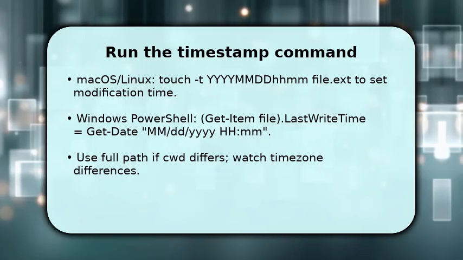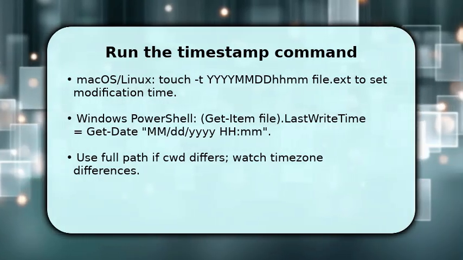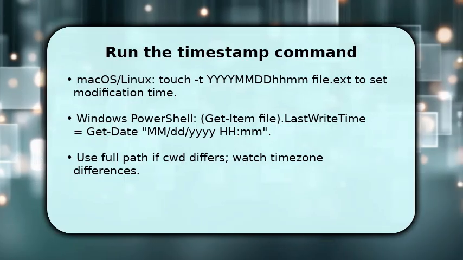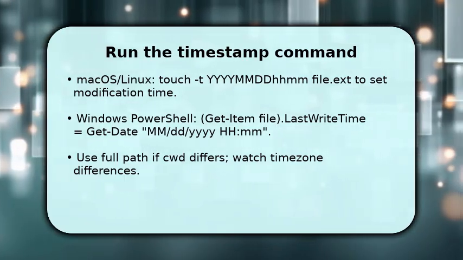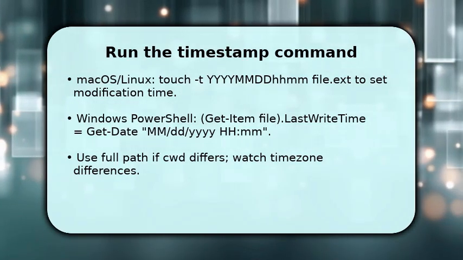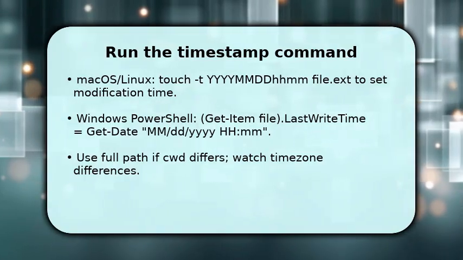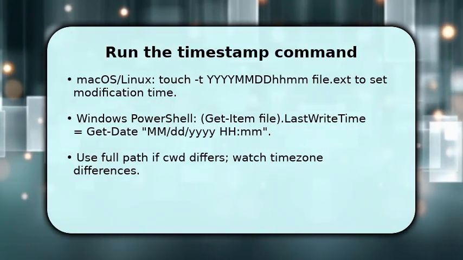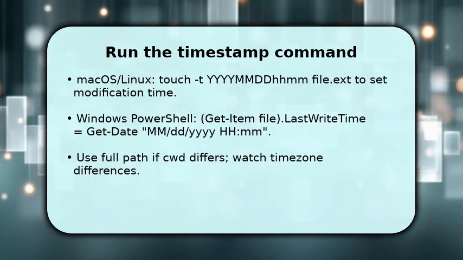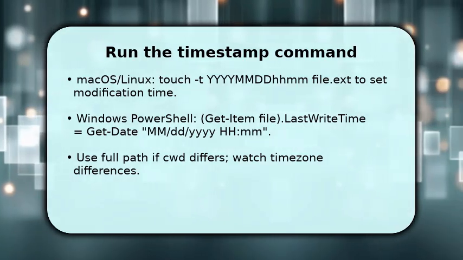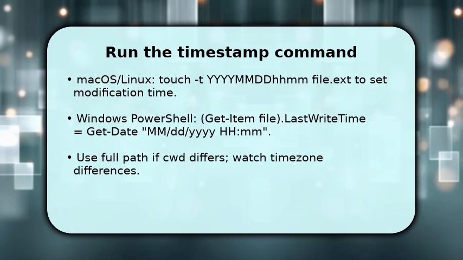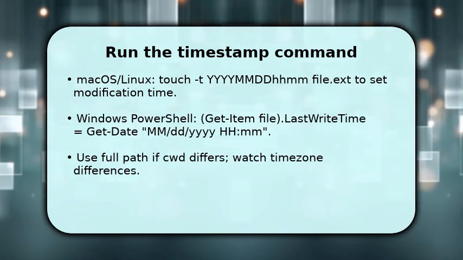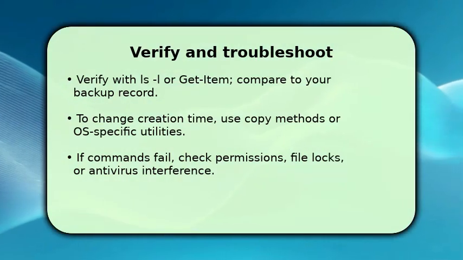For Windows in PowerShell, assign (Get-Item C:\path\file.ext).LastWriteTime = Get-Date "mm/dd/yyyy hh:mm" to change the modified timestamp. Make sure to use the full path if you're not in the file folder. Finish by verifying the change. Run ls -l or Get-Item and compare the timestamps to your original record so you confirm success.